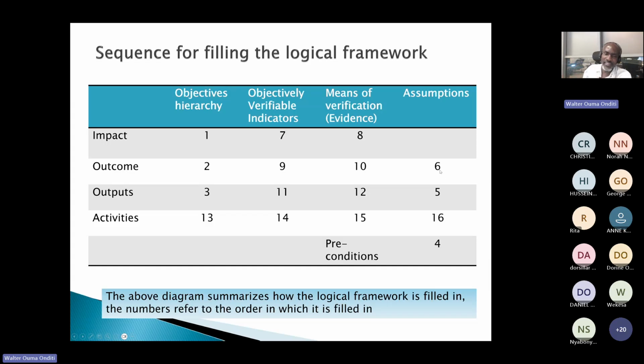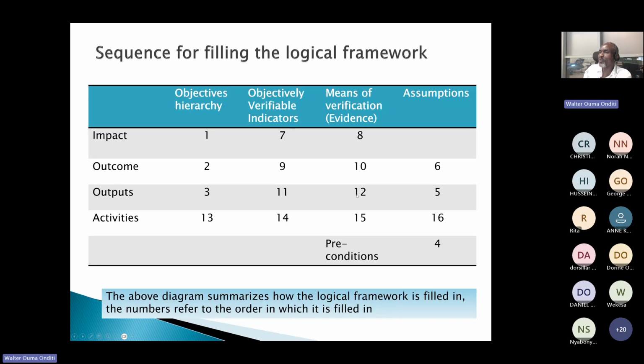And once you have done this, the next thing that you're going to do is to come up with the indicators for each level of results. That is 6, 7, 8. Each indicator must have means of verification. I'm talking about 7, 8, then 9, 10, 11, 12.